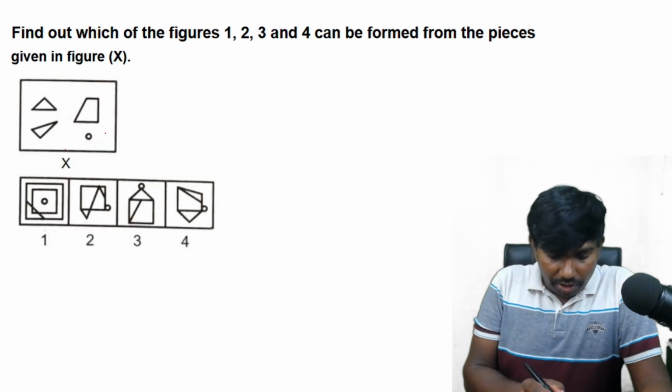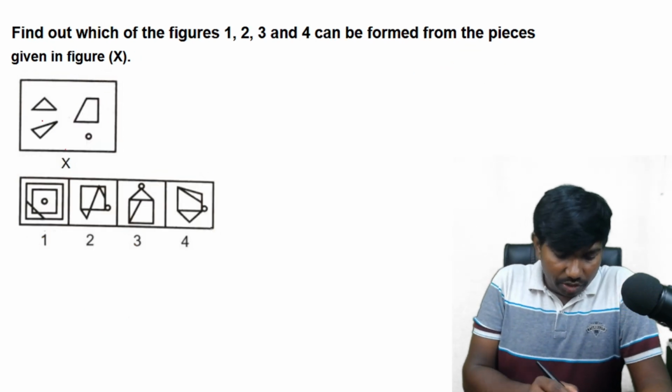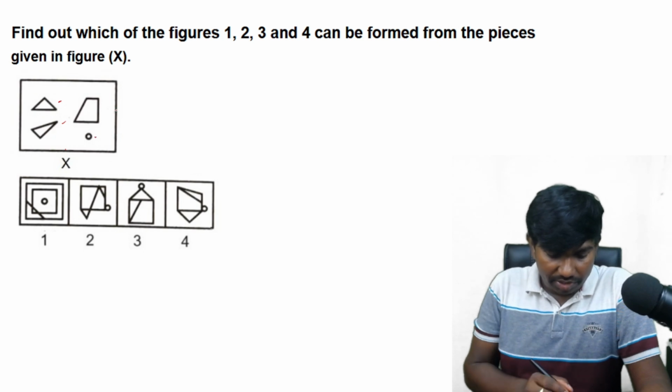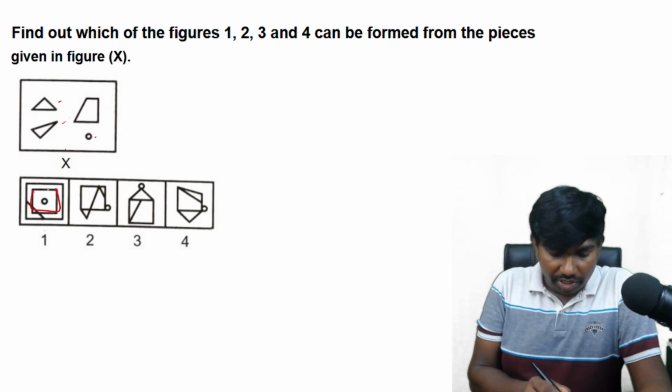Next one. Here the pieces are 2 triangles, 1 trapezium and 1 circle, and there is no square given.